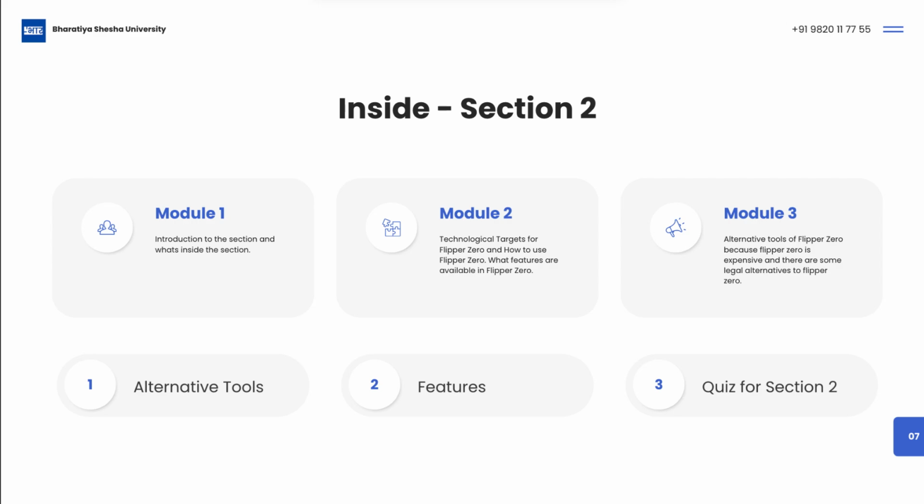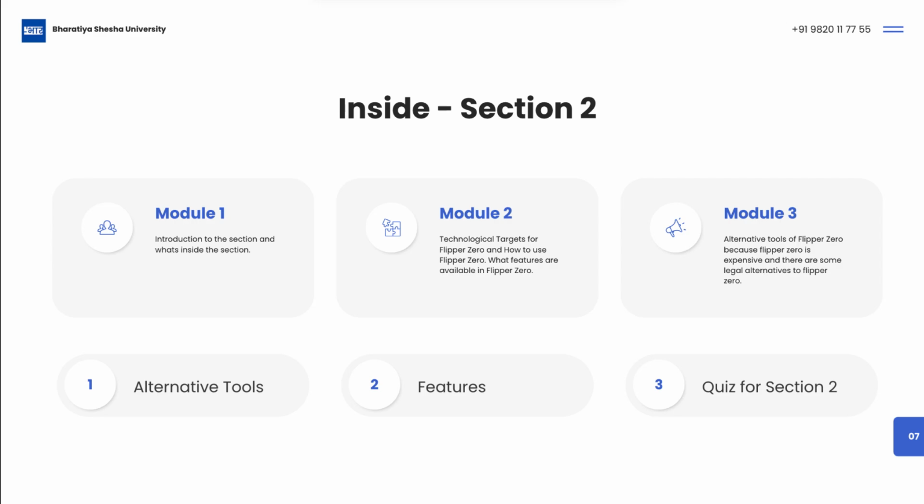So in this section, we are going to take a look at some alternative tools that can be used instead of Flipper Zero and some legal alternatives to Flipper Zero. Now this section is really important because we are going to take a look at some alternative cheap tools and alternatives to Flipper Zero. We are also going to take a look at the features and why Flipper Zero is really known and all the options and features in Flipper Zero.